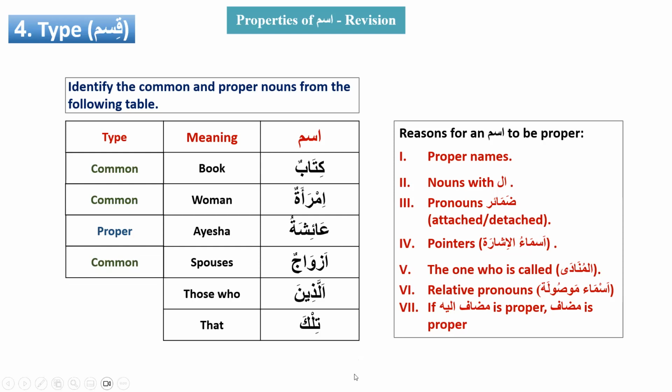Ibrahim Akhtar, allazina. Proper, they're always proper. Thank you, Ibrahim. And Miyami, tilka. Proper noun, yeah, because it is a pointing noun, because of tilka.